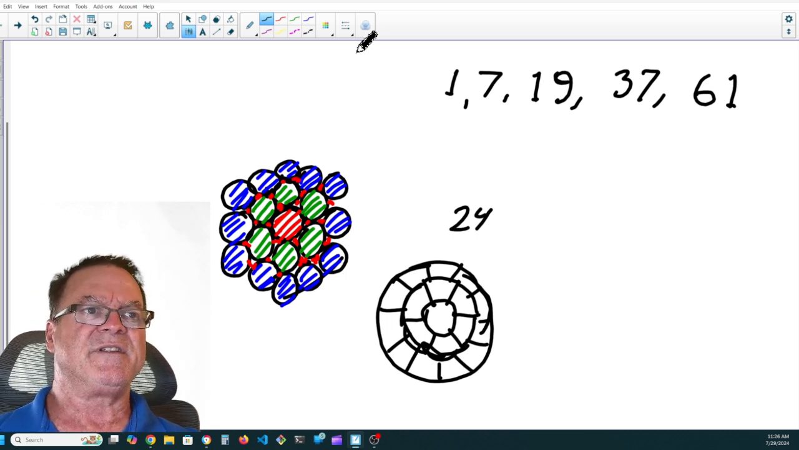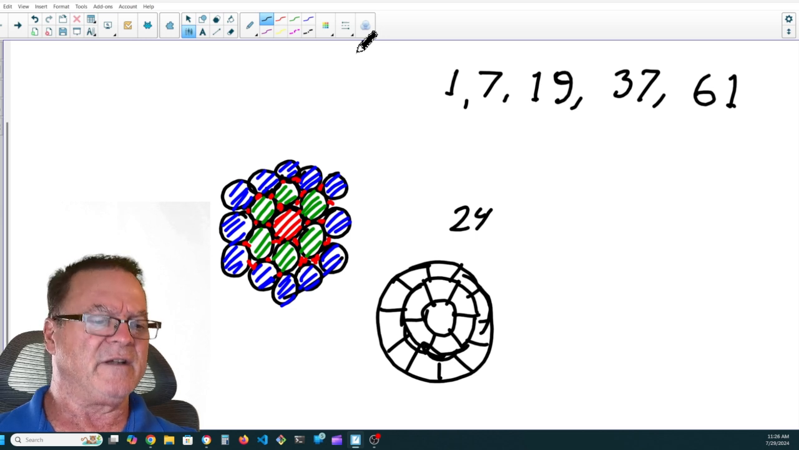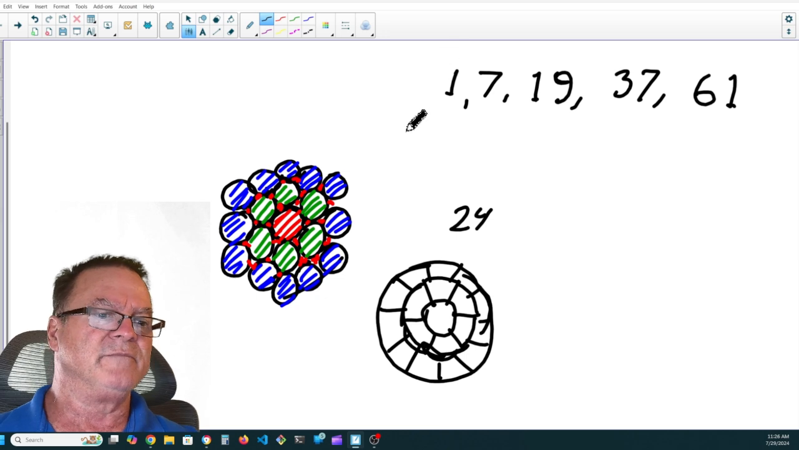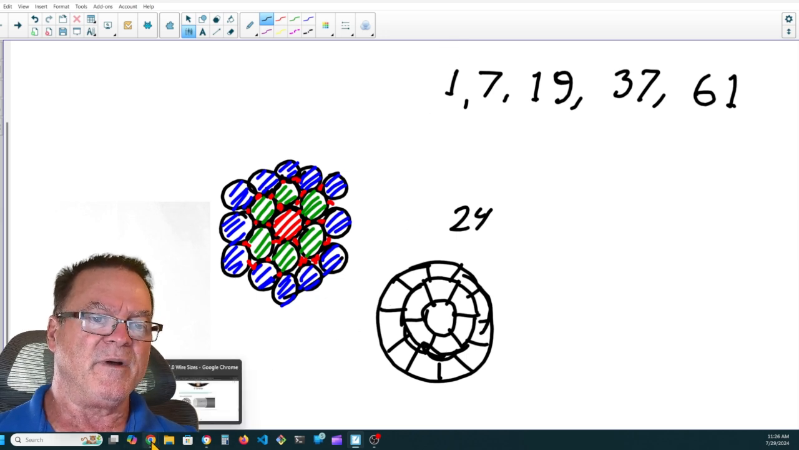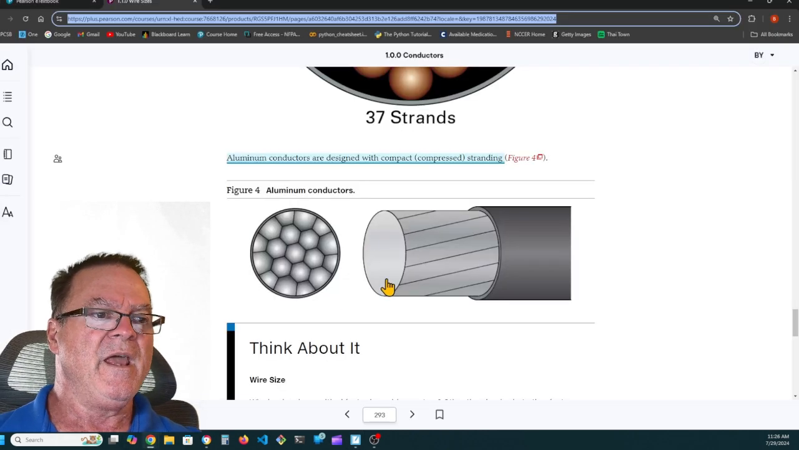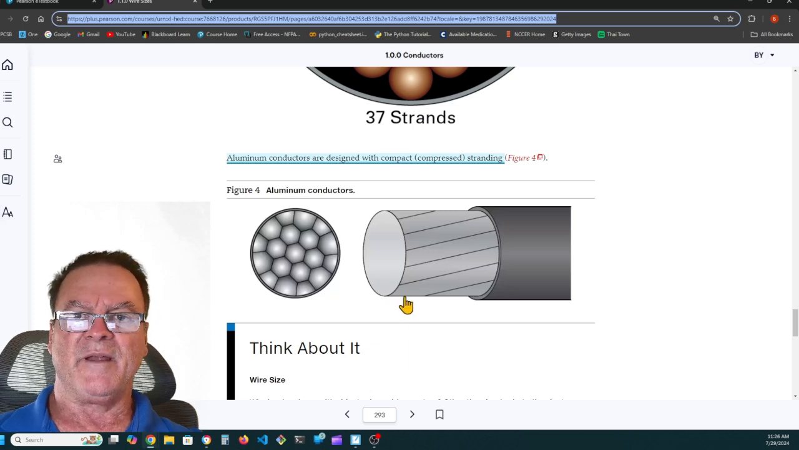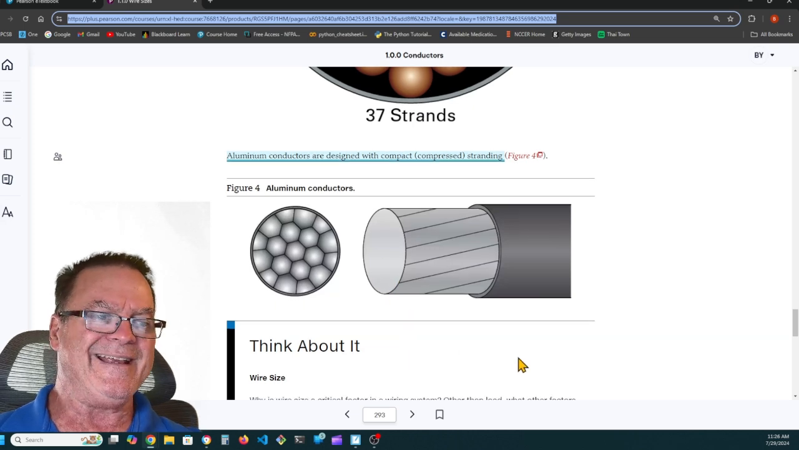It doesn't increase the efficiency really to any remarkable extent, but it's just something that they do that makes the wire a little bit easier to work with.